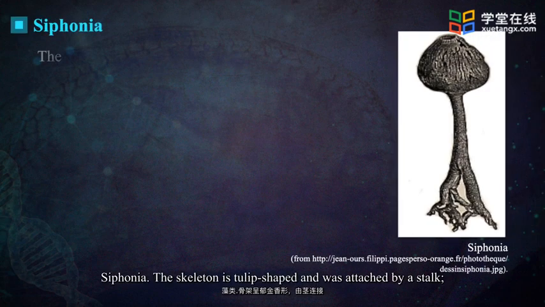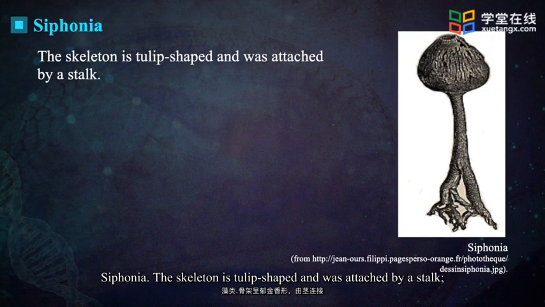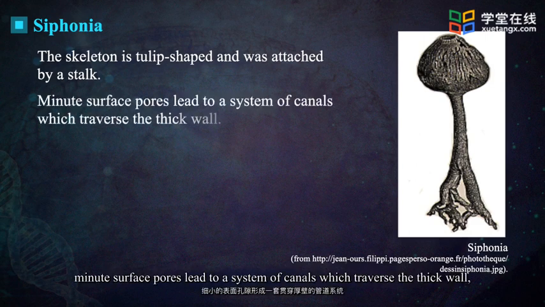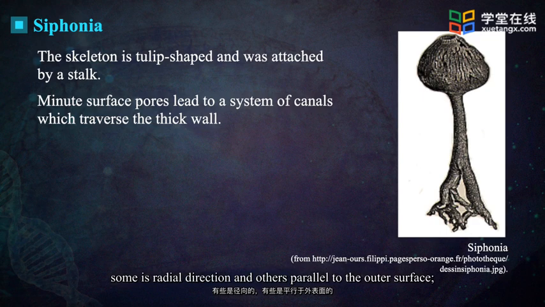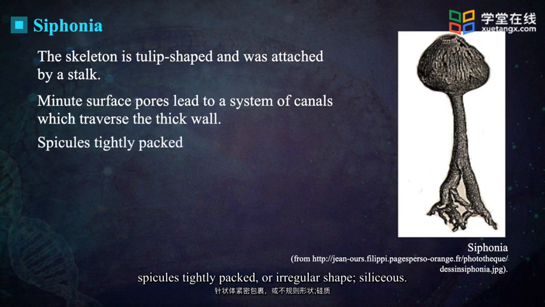Siphonia. The skeleton is tulip-shaped and was attached by a stalk. Minute surface pores lead to a system of canals which traverse the thick wall, some in a radial direction and others parallel to the outer surface. Spicules are tightly packed, of irregular shape, siliceous.